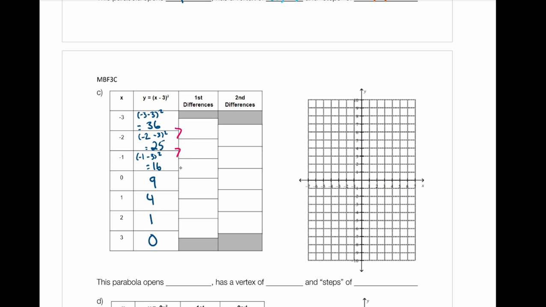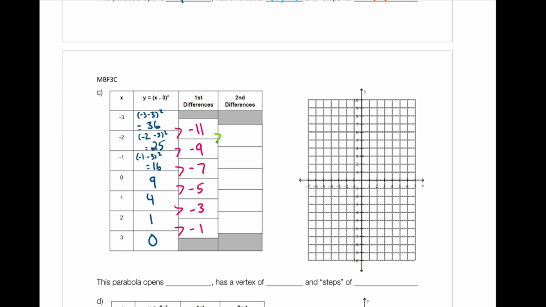First differences, again, same idea that we've been looking at so far. What's the change as we go from one to another? So from 36 to 25, we go down by 11. From 25 to 16, we go down by 9. We go down by 7. We go down by 5. Go down by 3. We go down by 1.